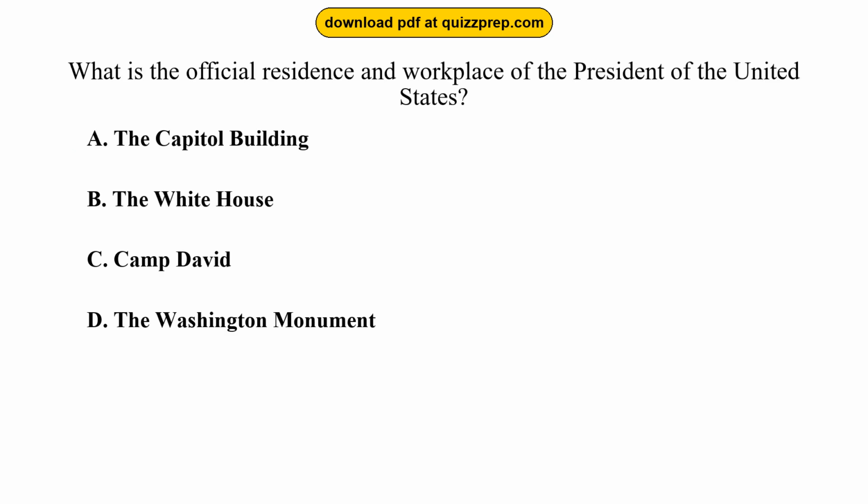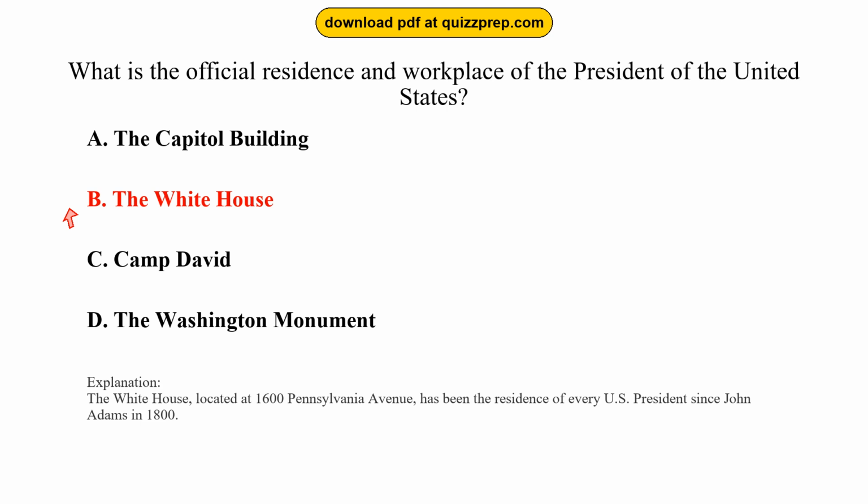Question 3. What is the official residence and workplace of the President of the United States? Option A, the Capitol Building. Option B, the White House. Option C, Camp David. Option D, the Washington Monument. The correct answer is option B, the White House. The White House, located at 1600 Pennsylvania Avenue, has been the residence of every U.S. president since John Adams in 1800.